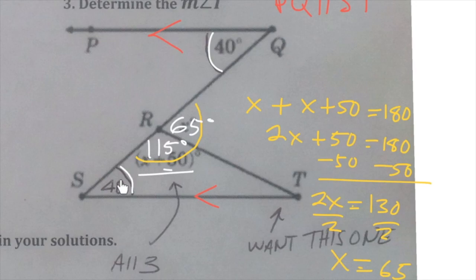So far I have 115 and 40. That's 155 degrees for just those two angles together. That's what I have so far. What I need is 180 degrees total. So subtract the two from each other, and I find out that this angle is worth 25 degrees, angle T.